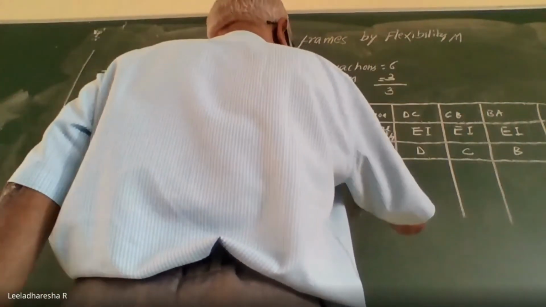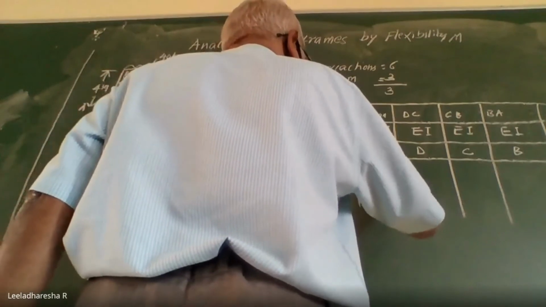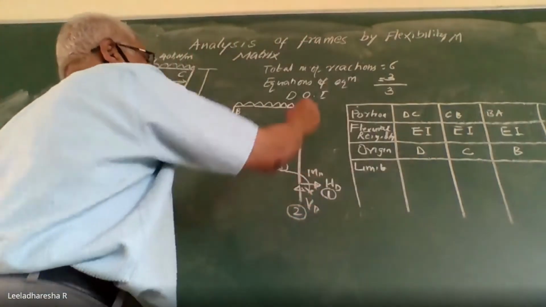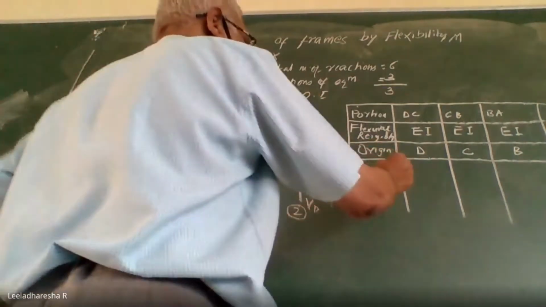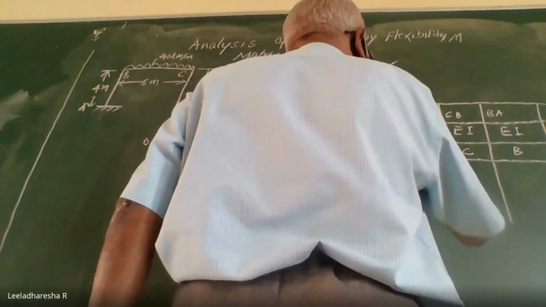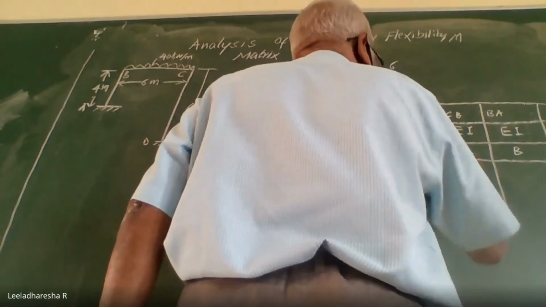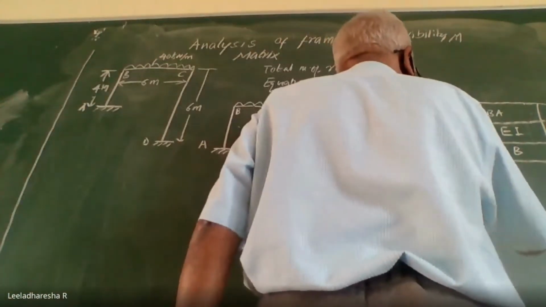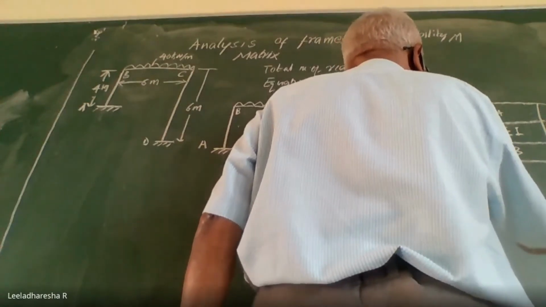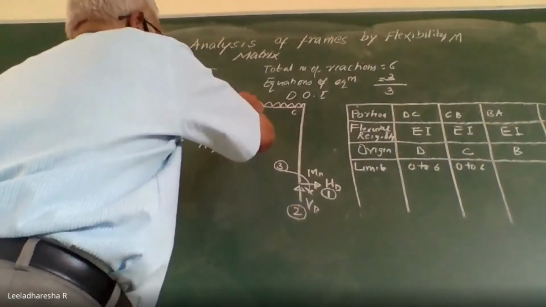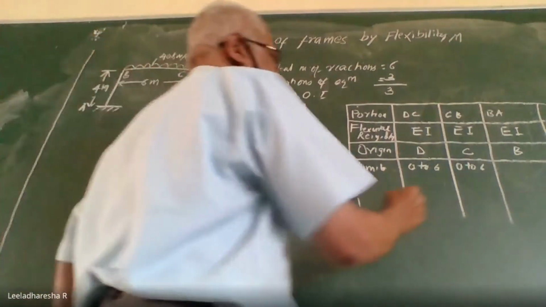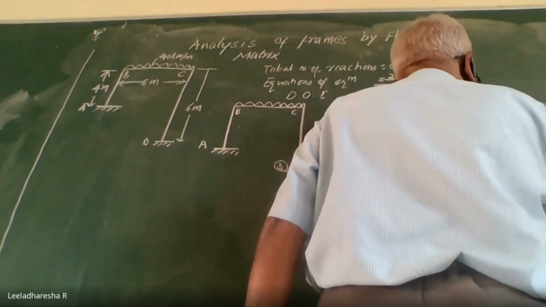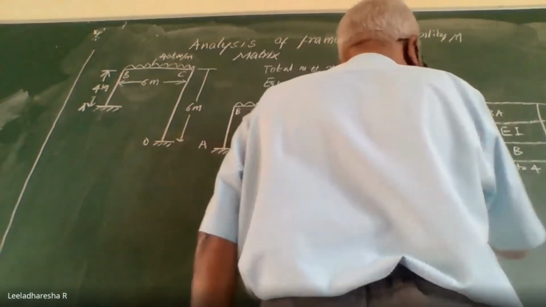Then next is to indicate the limit. See, when I take from here to here, the limits are 0 to 6 meters. Similarly, for the portion CB, 0 to 6 meters. This is the limit. Similarly, for the portion BA, it will be 0 to 4 meters. So, this fourth row is also complete.